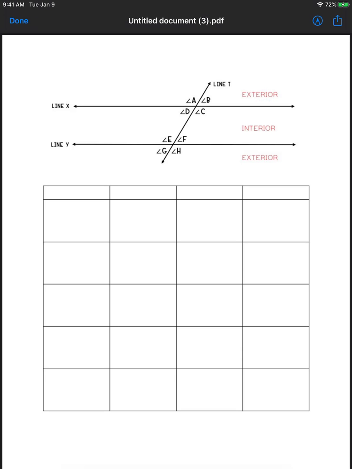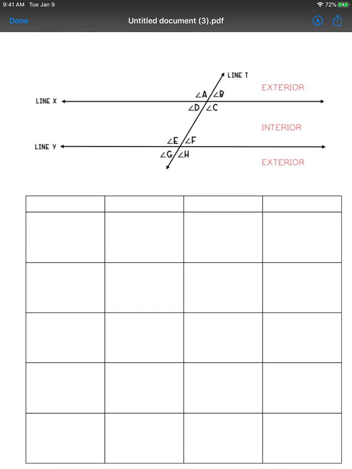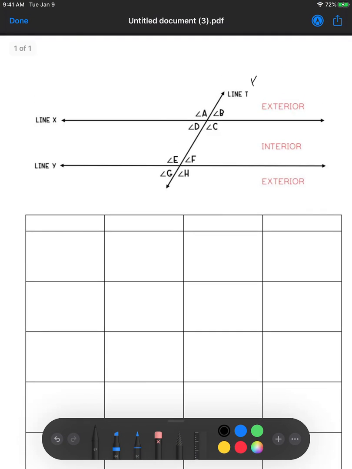All right, so we're going to talk about parallel lines and transversal. So this line up here, line T, this one, this is a transversal. And line X and line Y are parallel lines. They're parallel to each other. They're going to go on forever and they'll never touch.